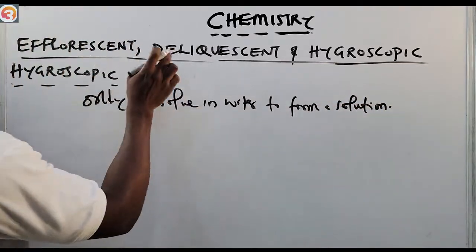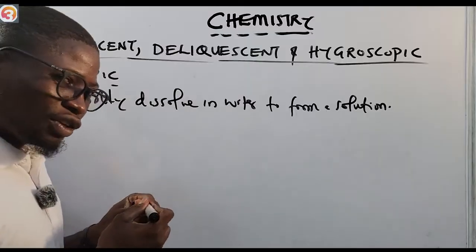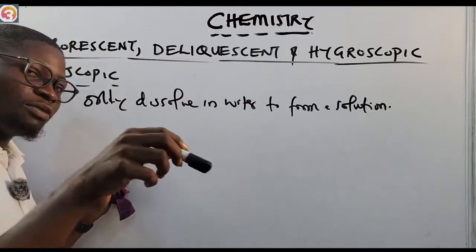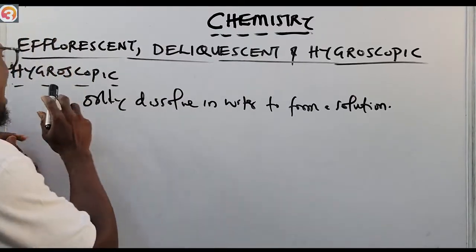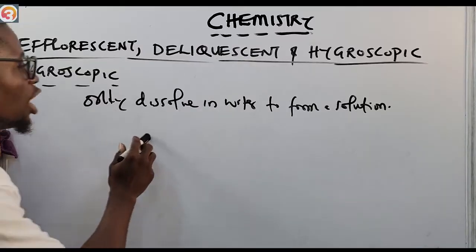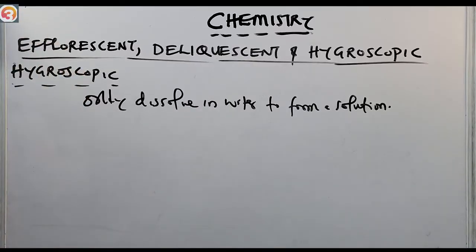Remember, when we talk about the deliquescent, we say they absorb moisture from the atmosphere and dissolve in such moisture to form a solution. But hygroscopic substances only dissolve in water to form a solution. That's the difference between hygroscopic and deliquescent substances; otherwise, the two of them are almost the same. If they are liquids, they only dissolve in water to form a solution.